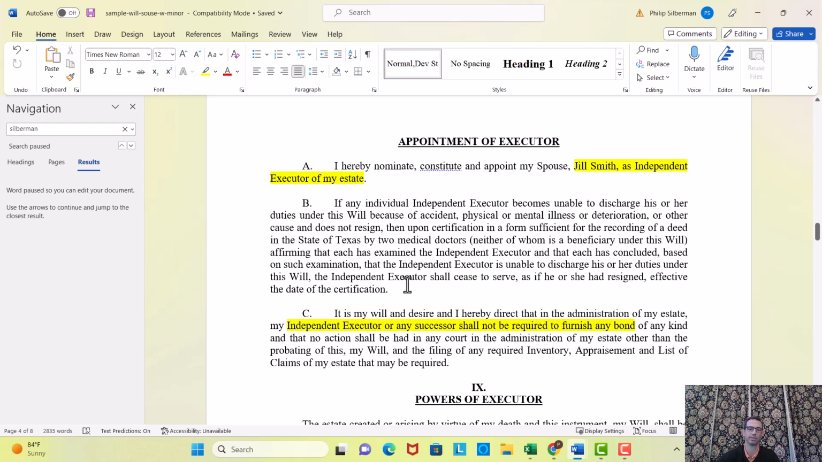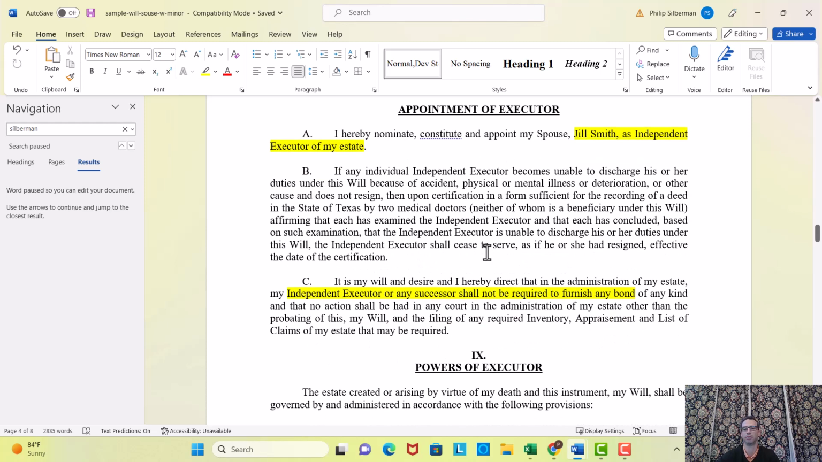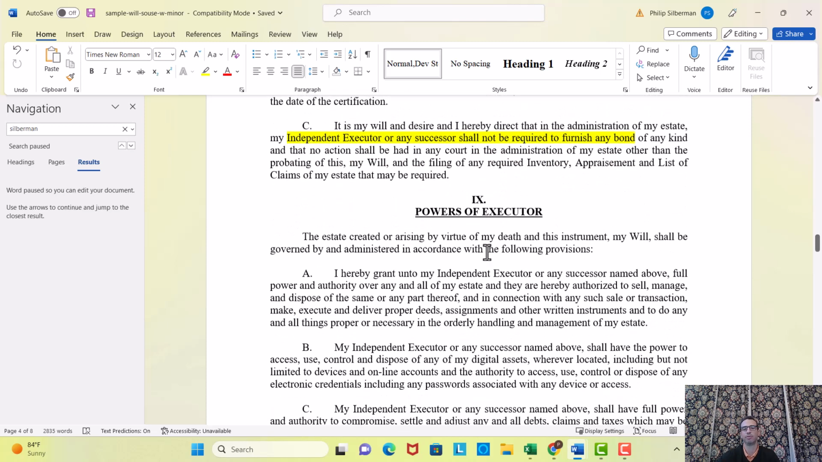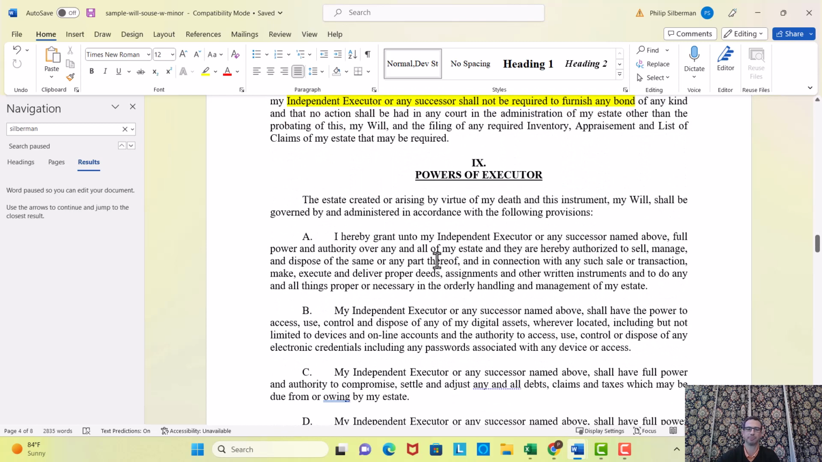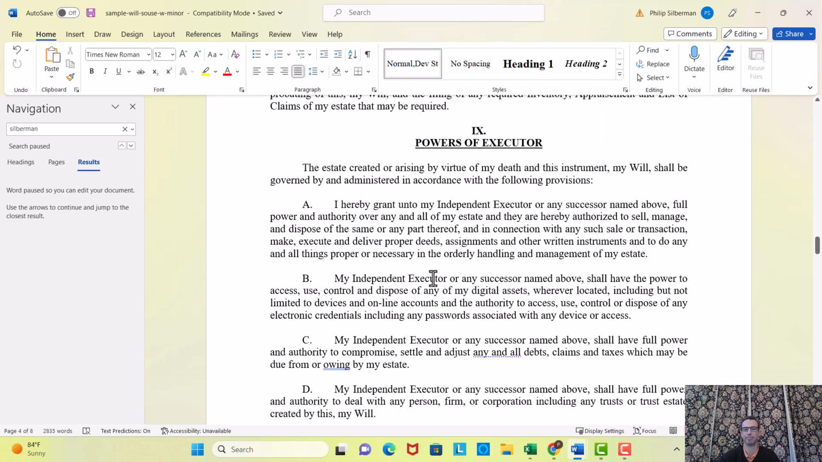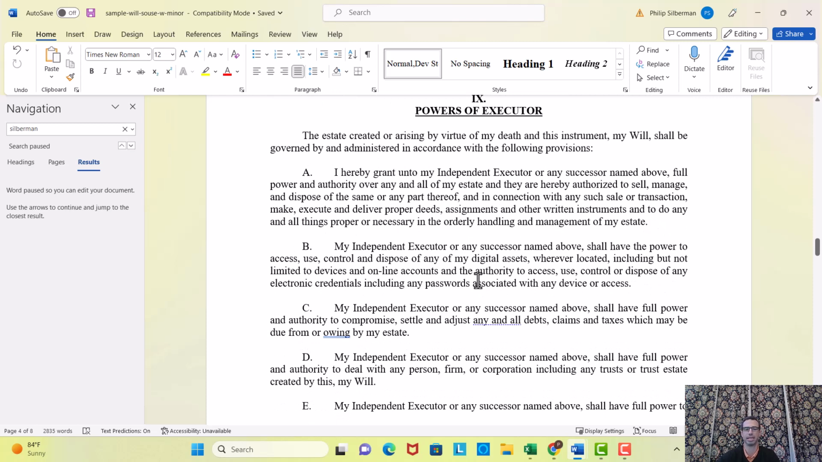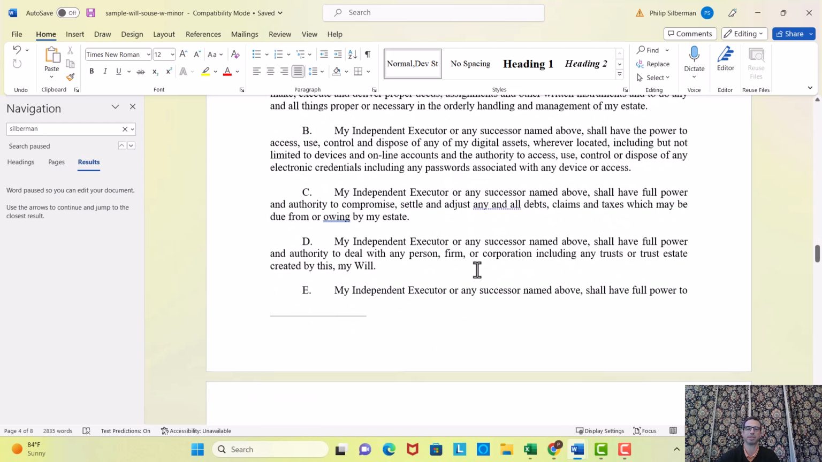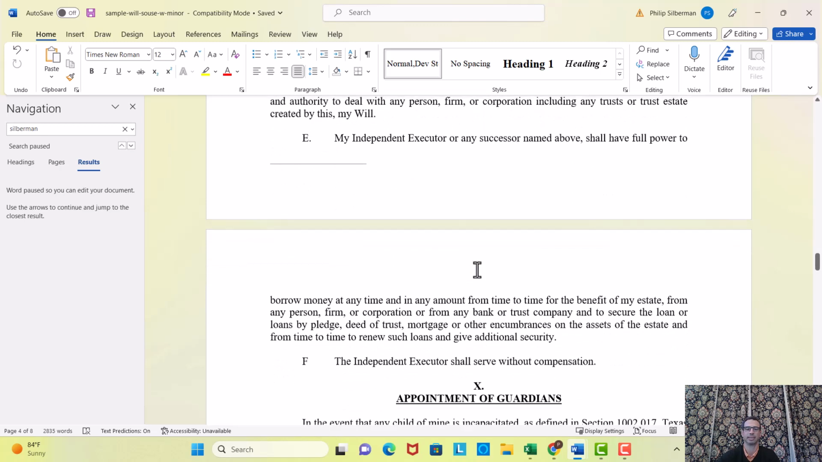You don't want that for your executor. This is very simple. My wife serves independently without court supervision and no need to furnish a bond. Then you've got the powers of the executor listed here. Pretty basic stuff. Dispose of the estate, pay expenses, settle claims, things like that.